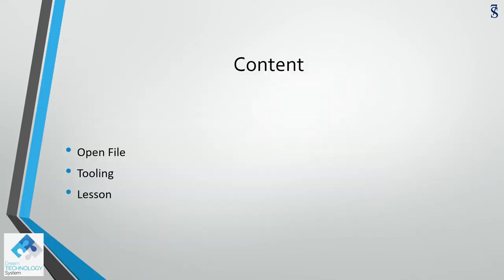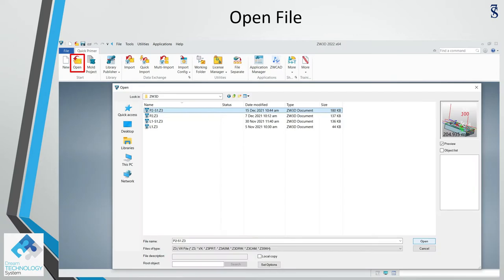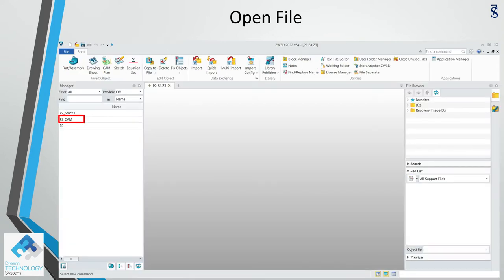The standard content: we're going to open the file. We introduce a new tooling for you and the lesson on step-by-step how to accomplish the task. This is the ZW3D interface. Upon starting the application, we can see that we need to open the file, the -S1, the setup one that we have done in the previous lesson. We select the CAM plan to continue.